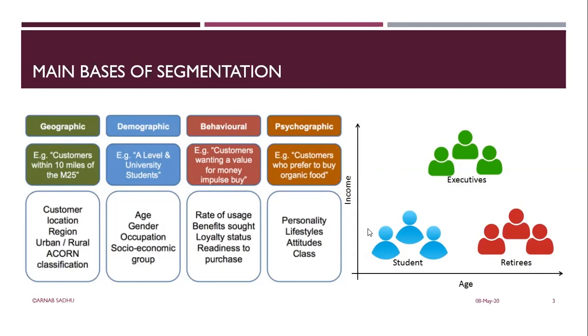Based on age and income, we can partition or segment the set of customers. Like students, their income is low and age is low as well. A retired person, their income becomes lower, but the age is high. An executive person, their age is middle and income is high.